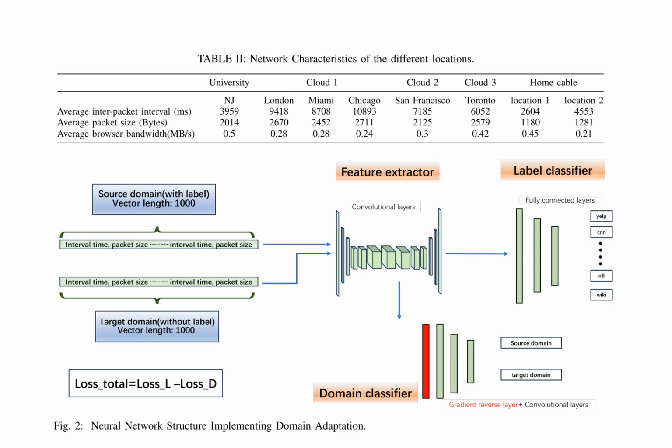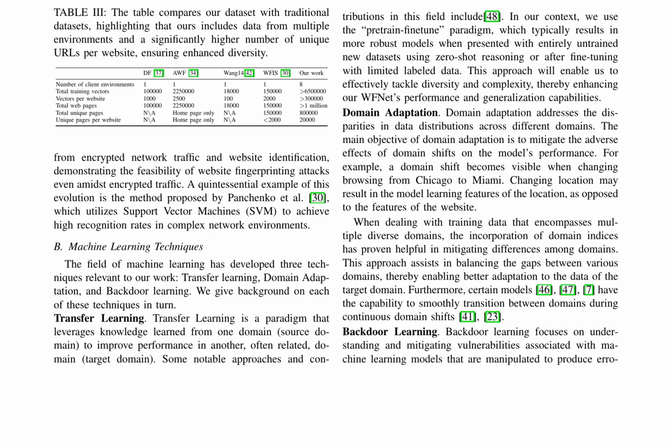The paper presents a novel approach using domain adaptation techniques to improve the performance of website fingerprinting attacks. They introduce a neural network structure that incorporates domain indices to mitigate differences among domains. This approach enables the model to smoothly transition between domains during continuous domain shifts.